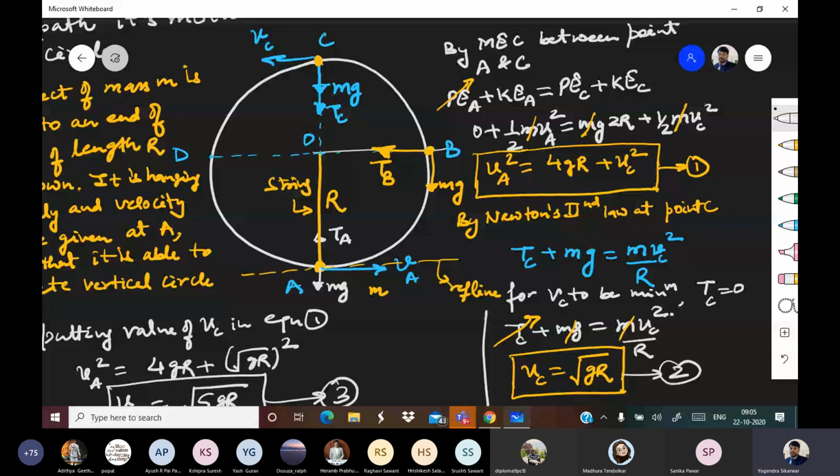So who is providing the necessary centripetal force at point B? Only tension. So TB must be equal to mVB square by R. When we put values in the formula, we get TB is equal to 3 mg. All right.